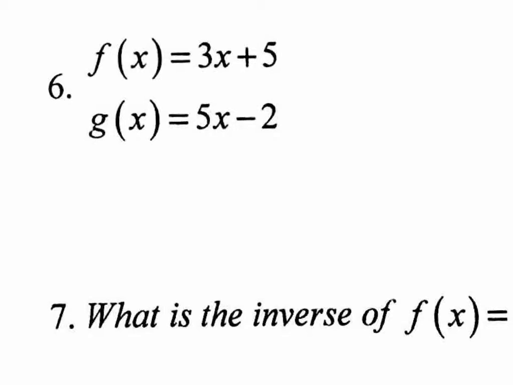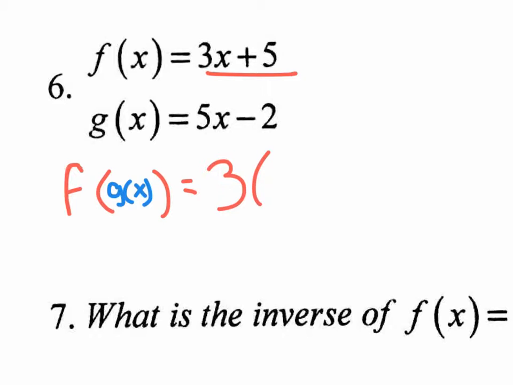So on number 6, I didn't have time to finish 6 or 7. Number 6, if we want to verify that these are inverse functions of each other, we need to do the correct notation. That would be f, and instead of x, we're going to plug in g of x right in there. And what's the best way to do that? Well, we're going to rewrite the f of x function, 3x plus 5, 3, but instead of x we put parentheses, plus 5, and we are plugging in the g of x into the f of x.